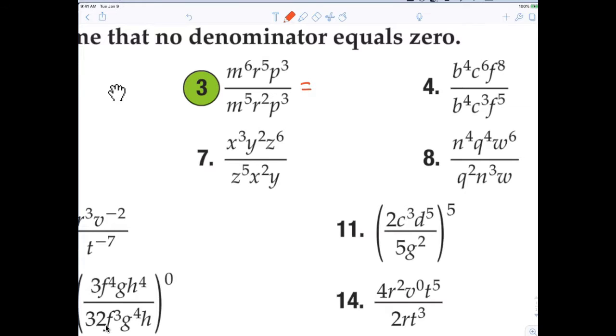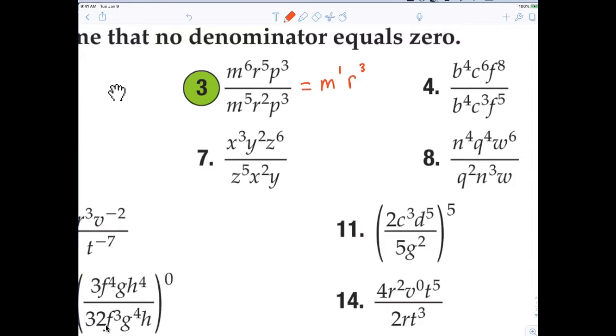All right, Ellis. What are you thinking? M to the first. R to the third. You could say P to the 0, or you could just leave it out. All right, P to the 0 and P to the first are not the same, guys.